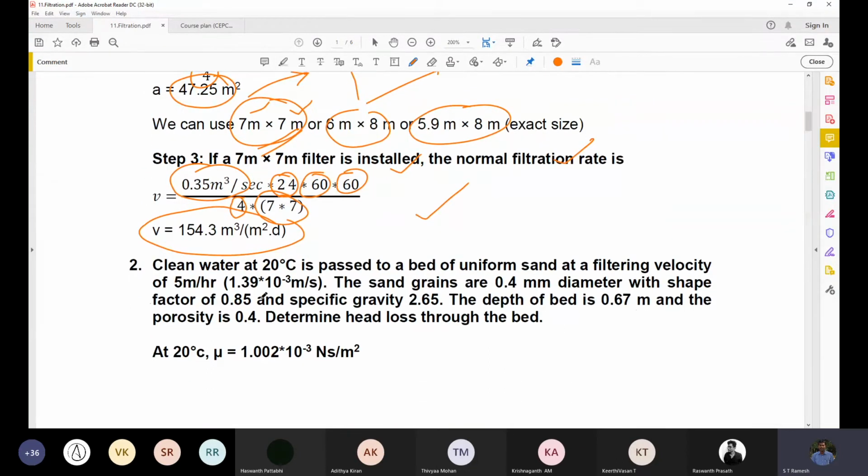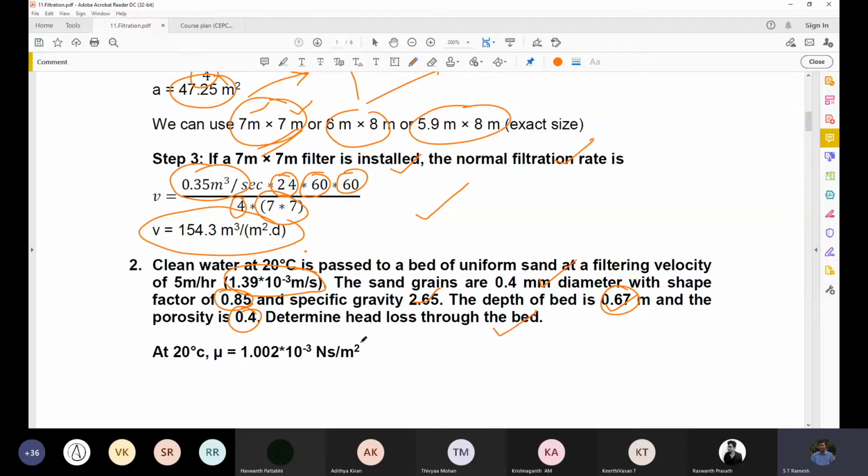Clean water at 20 degrees Celsius is passed through a uniform sand with a filtering velocity of 5 meters per hour. You can convert it to meter cube per second. It is not mentioned. The sand grains are 0.4 mm in diameter, and the shape factor is 0.85. If anything is mentioned about the shape factor, then you can assume the particles are not exactly spherical. These are non-spherical particles, and the sizes are not uniform. The specific gravity is 2.65, the depth of the filter is 0.67 meter, and the porosity is about 0.4. You have to now determine the head loss.